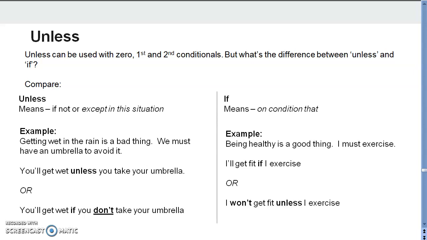I'll get fit if I exercise. I won't get fit unless I exercise. So again, it's the opposite way around. Notice how the verbs are changing from positive to negative.